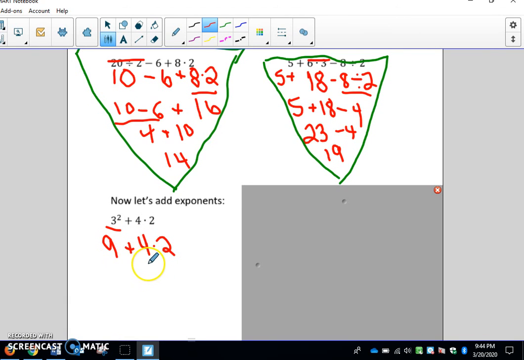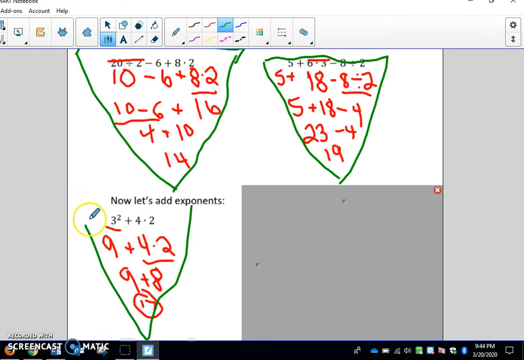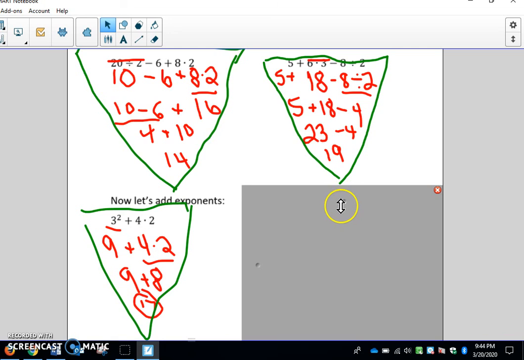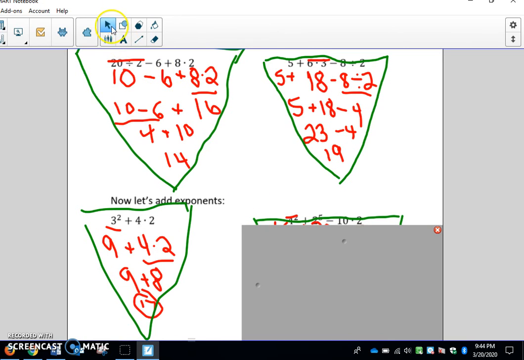Always make sure you rewrite everything so you don't make a mistake. Now I've got addition and multiplication. I'm going to do the multiplication first. 4 times 2 is 8. And then when I rewrite everything over, I've got 9 plus 8, which is 17. Notice the same kind of idea, except in this case, I'm using exponents first, and I end up getting this kind of triangle look just based on that same way. So just like I did before, I'm going to slide this down so that you can see it here. I want you to try to tackle, sorry, it's a little hard to see here. I want you to try to tackle this expression.